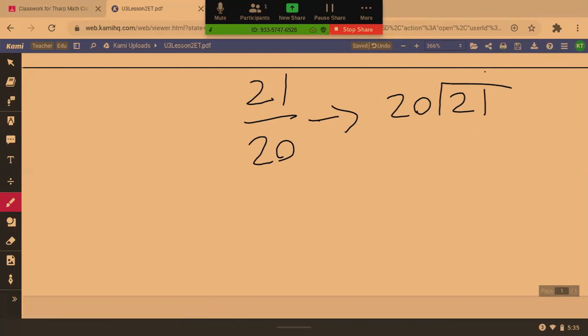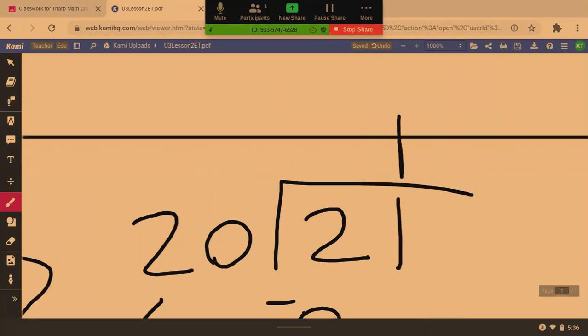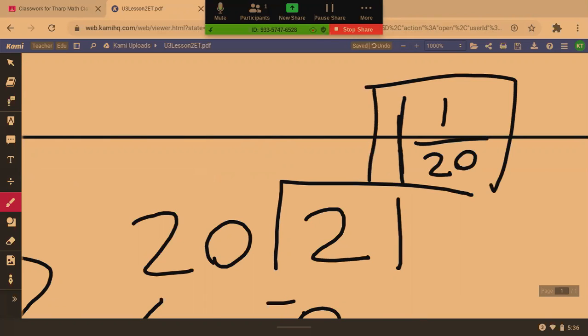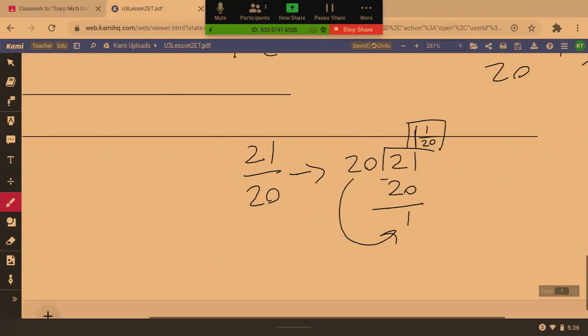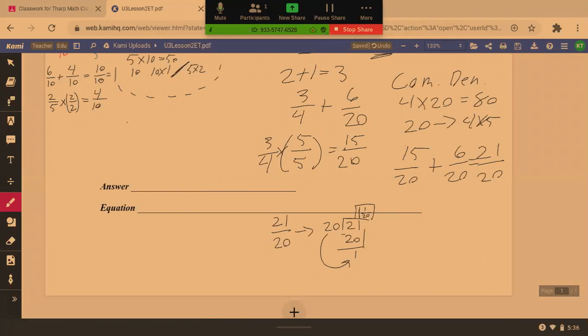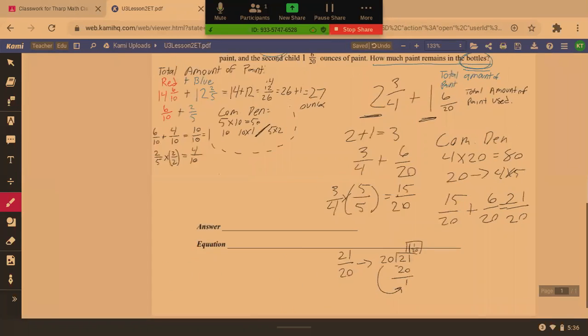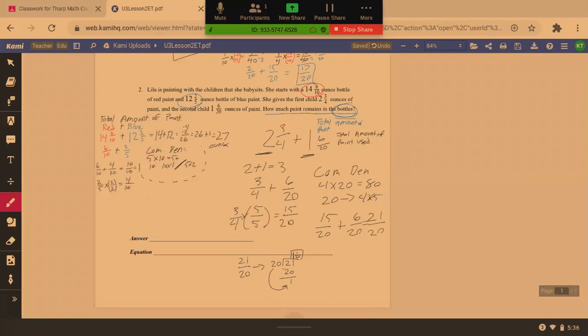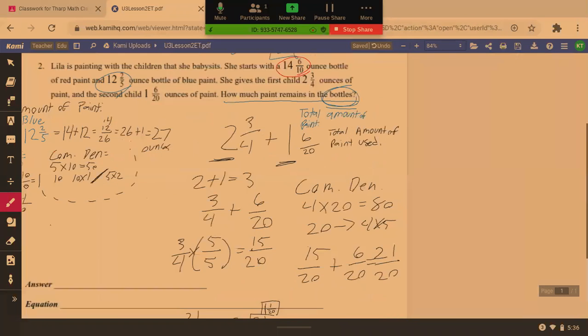It's not a trick question. So 1, I'm going to write down 20, subtract the difference, and we get 1. Well, 20 is too big to go into 1, so we're left with the remainder. So I'm going to go over here and do the remainder over the divisor, and I get 1 and 1 over 20. So that's how much paint was used. I'm going to put that over here.